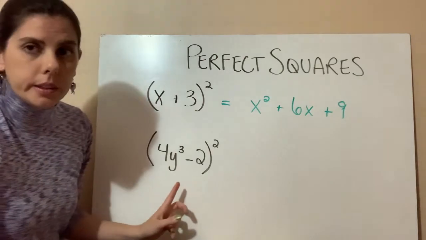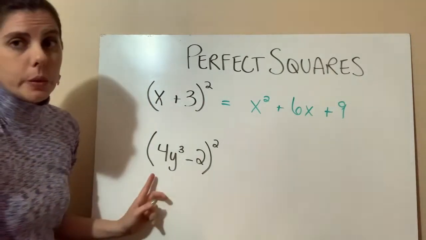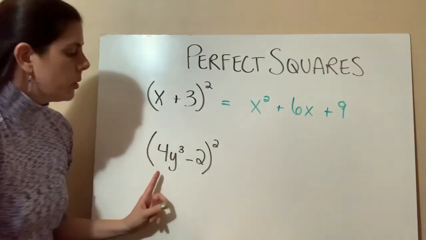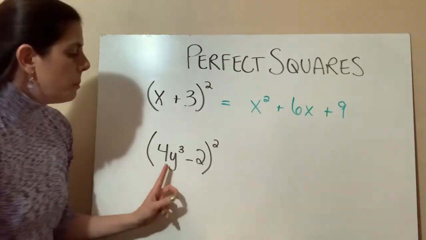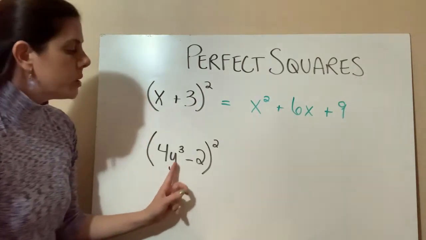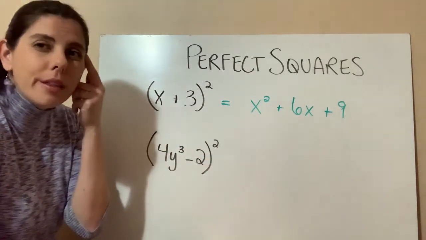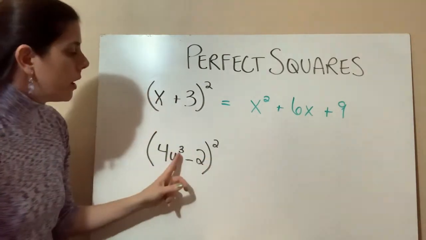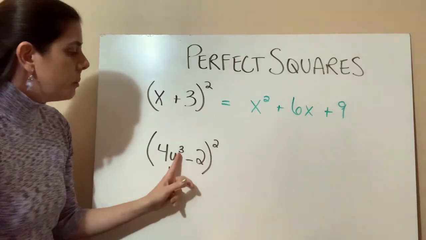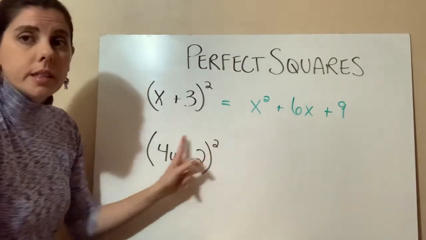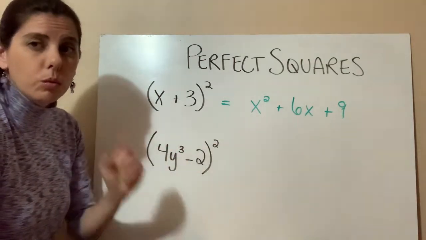Now, what about if we have something like this? This is a little bit more complicated. We have the coefficient on the front, but it's not just 4y. This y has a cube with it. So we've got an exponent on an exponent. We've got to think back to our power rule, where we have a 3 here and then a 2 outside. So we have to remember our power rule there.